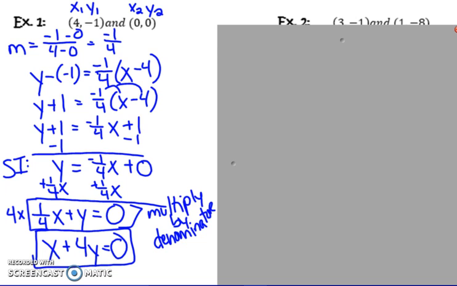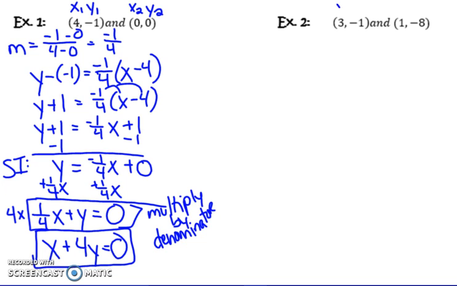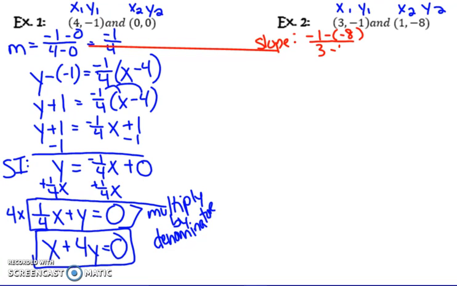If we look at our next set of points, we have x1, y1, x2, and y2. Again, I'm going to start by solving for my slope, and we're going to take -1 minus -8, 3 minus 1. Well, I end up with 7/2. Not the prettiest of fractions, but we still know that slope can be like that. Let's put it in point-slope form and turn it into slope-intercept form. So I'm going to take y minus -1 is equal to 7/2 x minus 3.